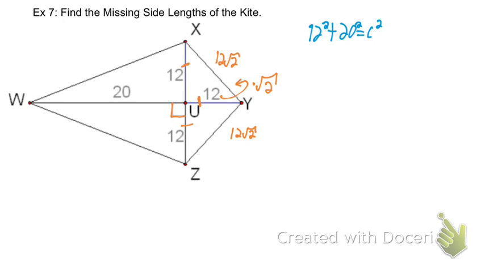C squared is our hypotenuse, the one we don't know. Square the 2 legs in no particular order and add them together. 12 squared is 144. 20 squared is 400. 144 plus 400, 544, is equal to c squared. That's not a perfect square, but we do square root it, and I'm okay with a decimal this one time. C is approximately 23.3.